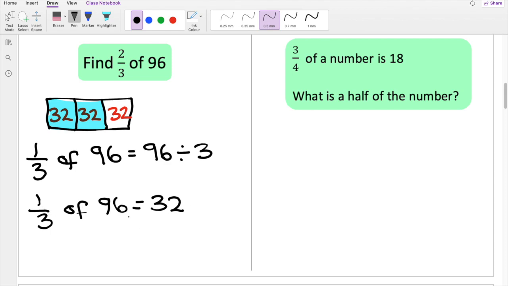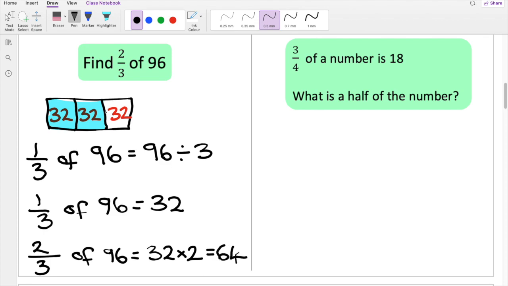So if 1/3 is 32, 2/3 of 96 is 32 multiplied by 2, which is equal to 64. You could have also done that by adding these two values together. So that is how to find a fraction of an amount.